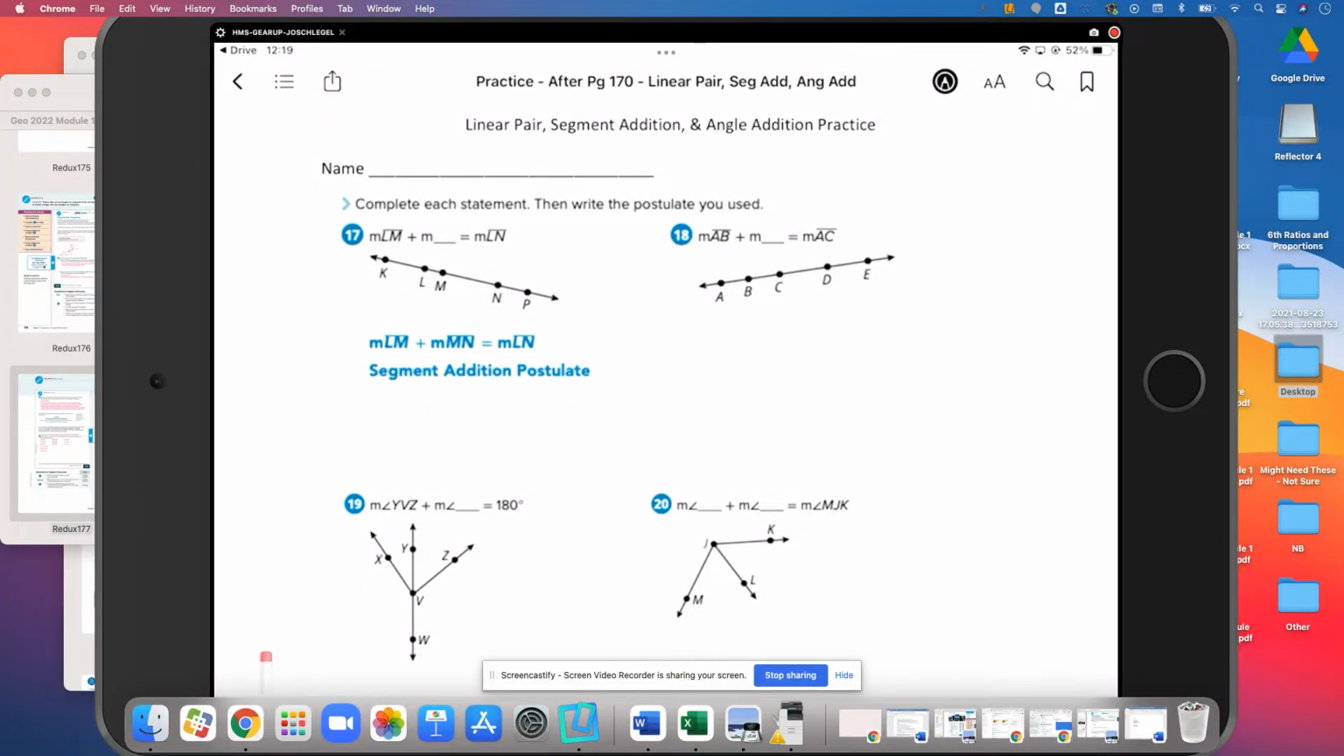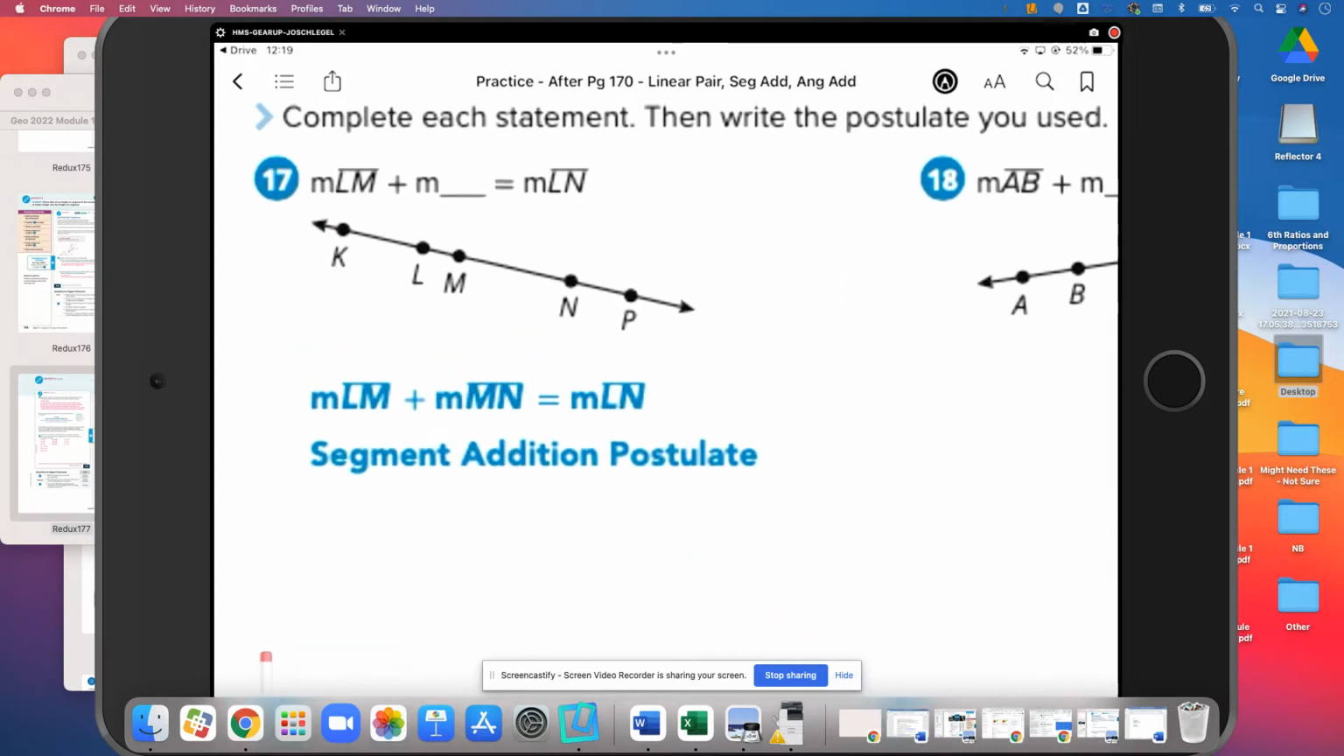So welcome to the video answer key for linear pair, segment addition, and angle addition practice. Getting right to it, everyone.